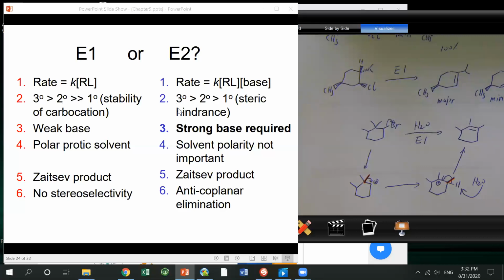For the E2 reaction, it's actually very interesting. It also follows the same order.